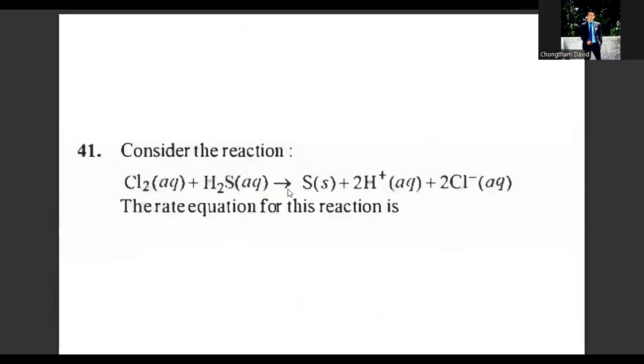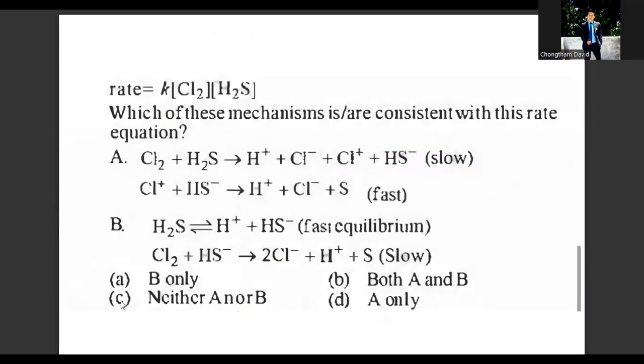Okay, consider the reaction chlorine and hydrogen sulfide changes to sulfur, hydrogen ion, and chloride. The rate equation for this is given as rate equals K chlorine. This is a very simple question. Which of the following mechanisms are consistent with the given rate equation? So how to answer this question? You have to find that the RDS, or rate determining step, is the slowest step. So if you consider the first option A, we find rate equals K chlorine. I can write it here, rate equals, the slowest step is the rate determining step.